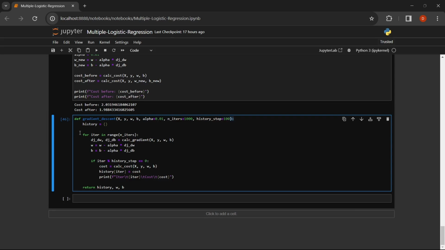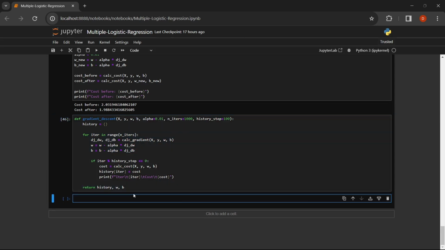And then in our for loop, we're applying gradient descent steps in each iteration. And at the end of this function, we're going to return history and the updated weight and bias. So let's run this and see what kind of results we get.